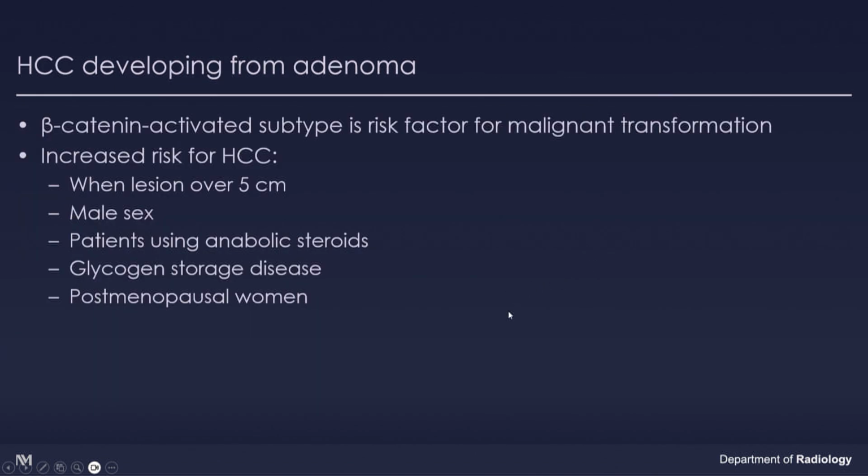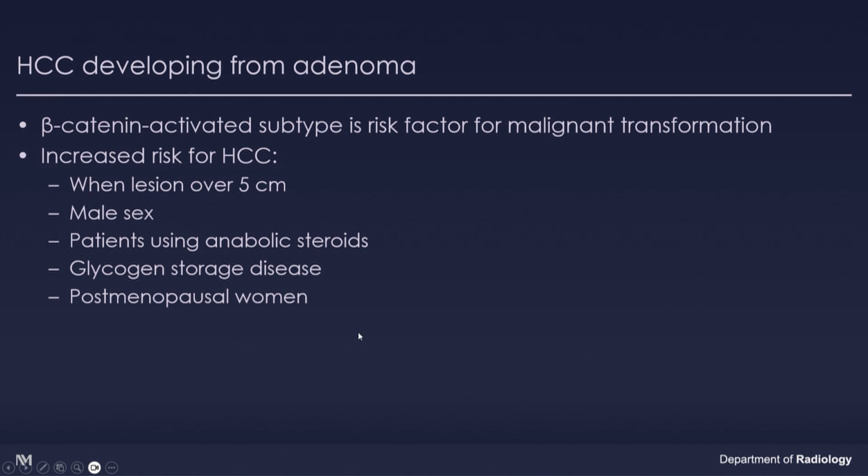So HCC developing from adenomas is more commonly seen in what's referred to as the beta-catenin activated subtype, when it's larger, when it's a male, when it's anabolic steroids, so maybe we'll start to see it in baseball players, or are seeing it in baseball players, glycogen storage disease, and postmenopausal women.